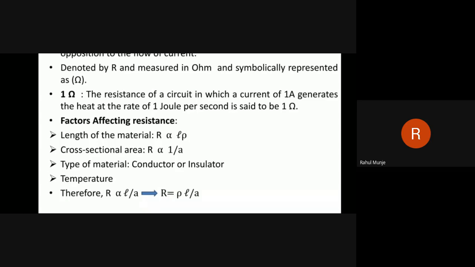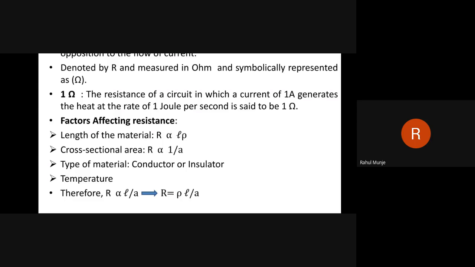Now, coming to the factors that affect resistance. What are the factors that affect resistance? I think you have studied this earlier. It is the length of the material, the cross-sectional area, the type of material and the temperature. Resistance is directly proportional to the length of the material, L. Resistance is inversely proportional to the cross-sectional area, so R is proportional to 1 by A.